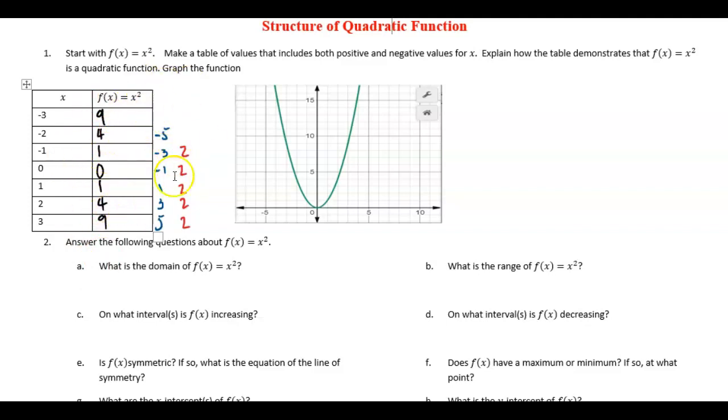Now that we know this is a quadratic function, we have to graph it. What I did before I started the video was go on desmos.com and just graph f of x equals x squared. If you go to desmos.com and type in the function, it will give you the graph. So f of x equals x squared, that's the graph for it. Now, remember, the graph of a quadratic function is called a parabola, okay? The graph is called a parabola.